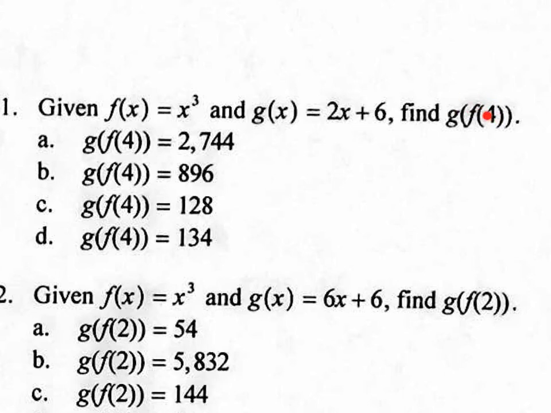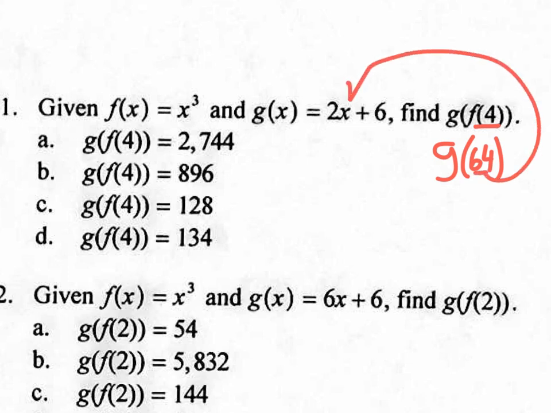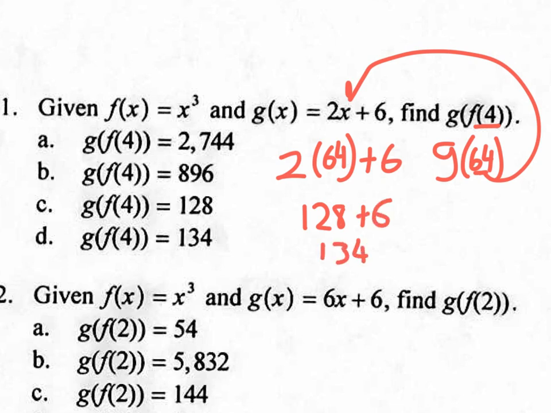So let's plug in 4 into the f. So over here's f, we're going to plug in a 4 right here, and 4 times 4 is 16 times 4 is 64, correct? Yes, correct. So f of 4 is 64. And we still have g of 64 to figure out. So we're going to plug in 64 right in here. So you really have 2 times 64 plus 6. So you have 128 plus 6, which is 134 as a final answer, which is option D.